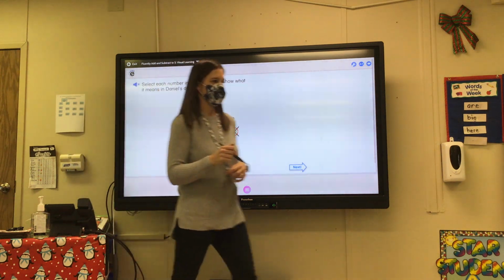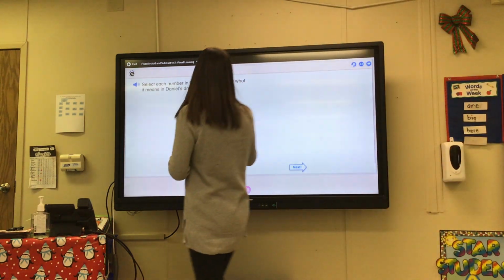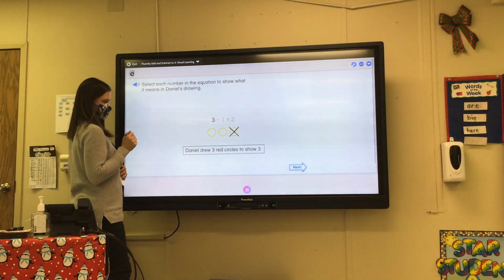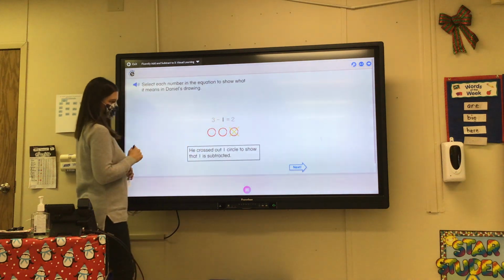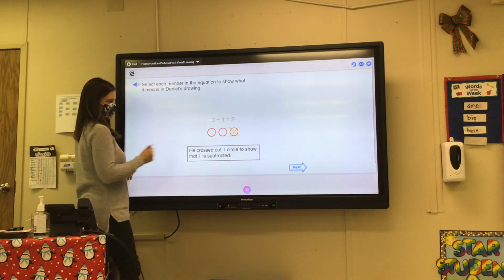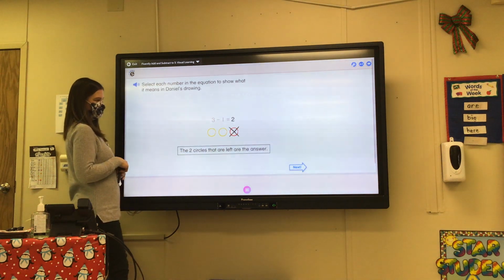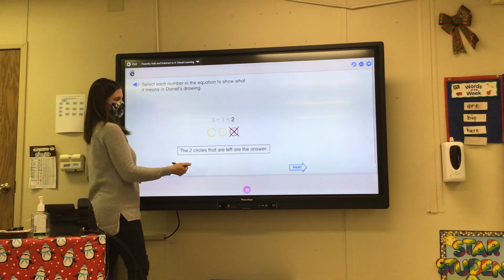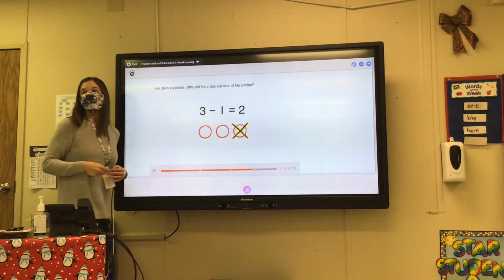Select each number in the equation to show what it means in Daniel's drawing. So what does this number mean? Daniel drew 3 red circles to show 3. He crossed out 1 circle to show that 1 is subtracted. And then what is 2? The 2 circles that are left are the answer, 2. So 3 take away 1 equals 2. The difference, yes. Good job.